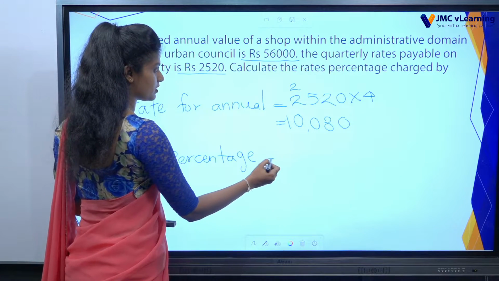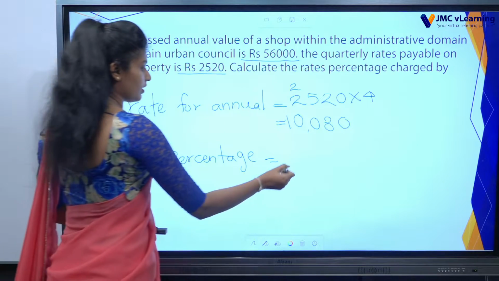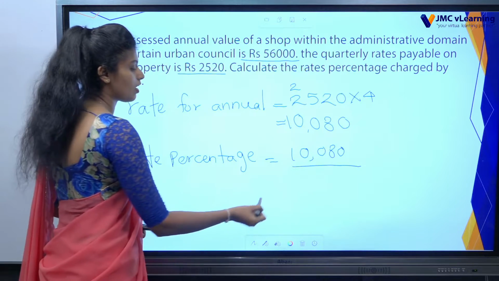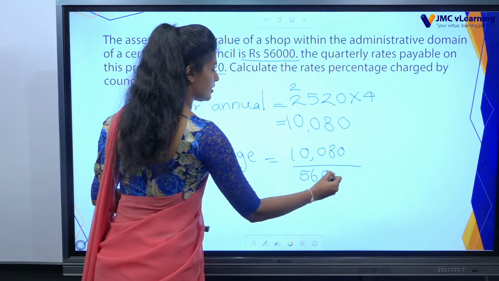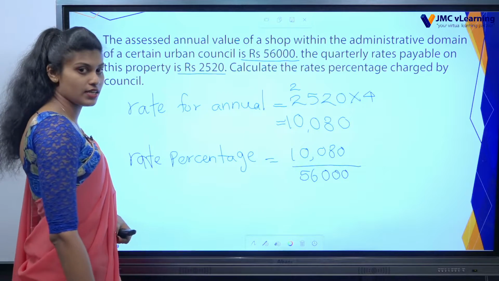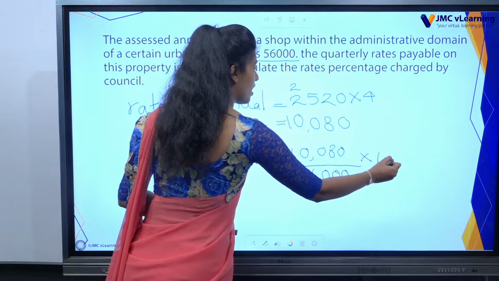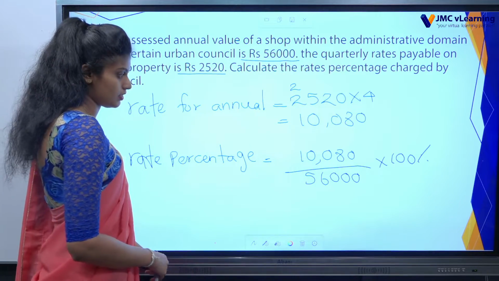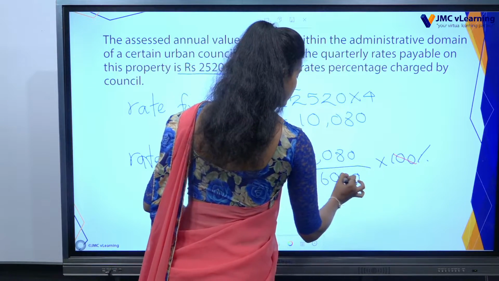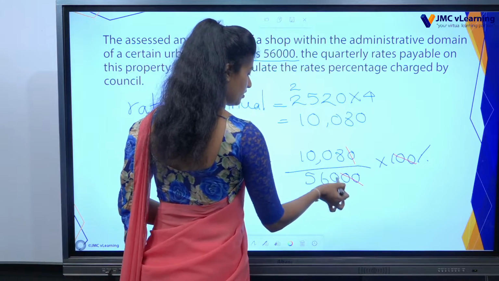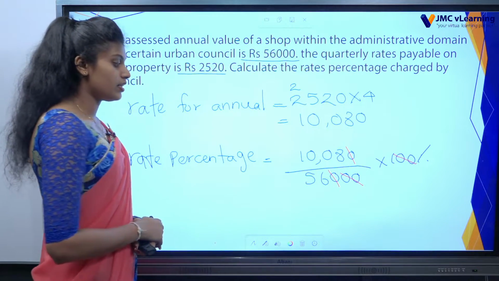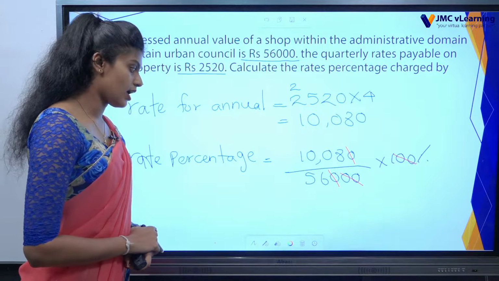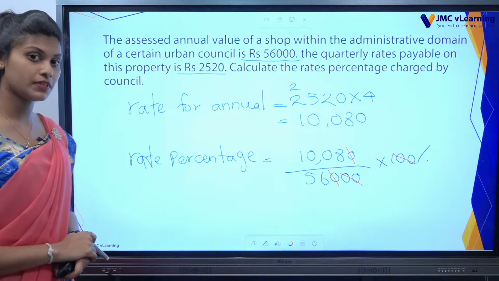Let's find the rate percentage. That is, the rate is 10,080 rupees out of 56,000. To find the percentage, you have to multiply it by 100%. So, you can cut these two zeros and this 1 0. In the numerator, the value is 1008 and in the denominator, the value is 56.